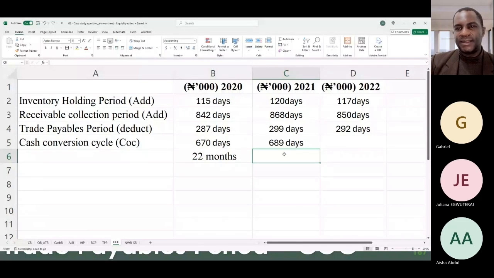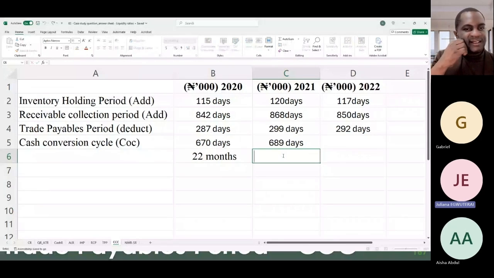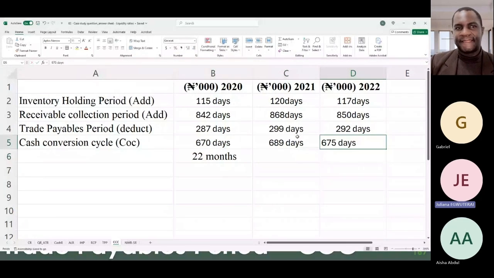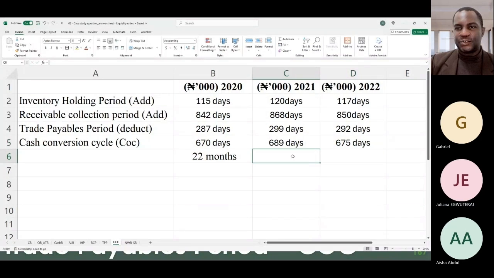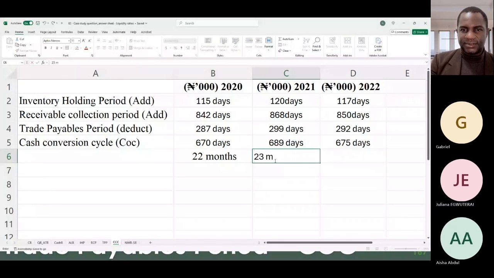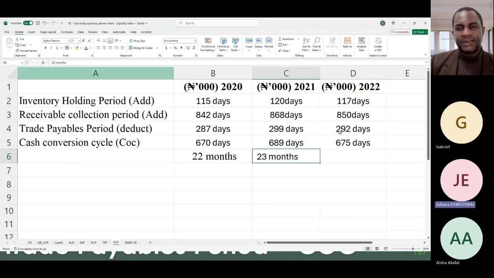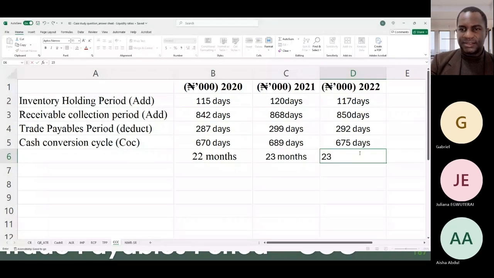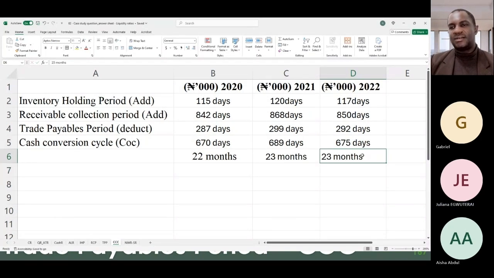Nice to have you. So how many days is that? Or how many months? 670. Okay. How many days? The other one is 675. Okay, 675. All right. That's 23 months. For 2021? Yes, please. Okay, 23 months. That's much. And the other one is 22.5. That's 23. Yes, let's say 23 too. Okay. 23 months.